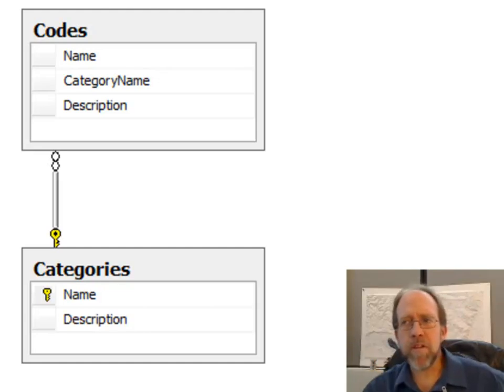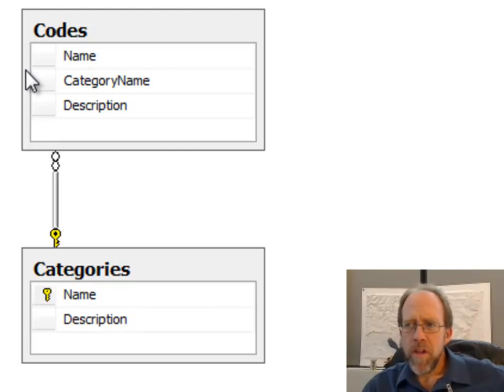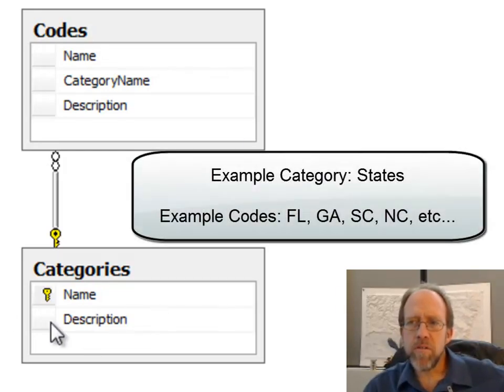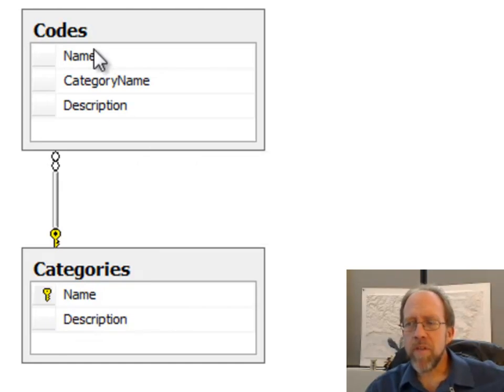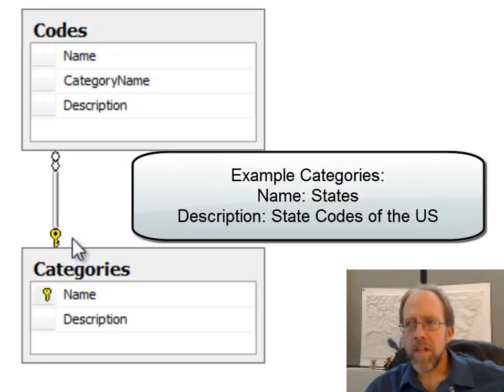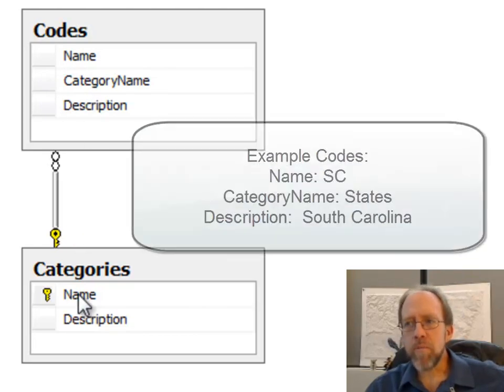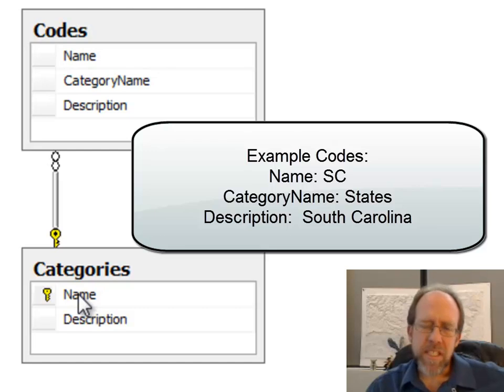The example I'm going to use is this database right here, which is a simple category codes type of database. The concept is very straightforward. You have categories, which have a name, and you have codes, which fit underneath those categories, which have a foreign key link back to the category. So category name would point back to name here. And it's a way of handling lookup tables.